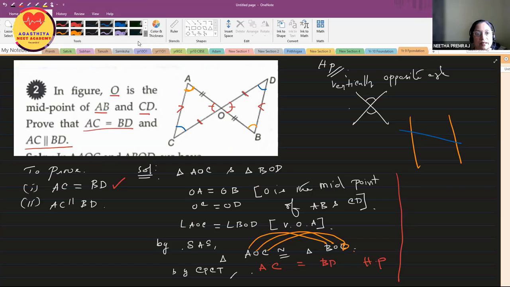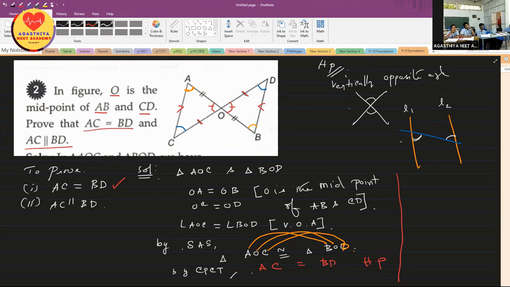Okay, then if these two lines are parallel, L1 and L2 are parallel, then what kind of angles are they? They are equal. Name the angles.